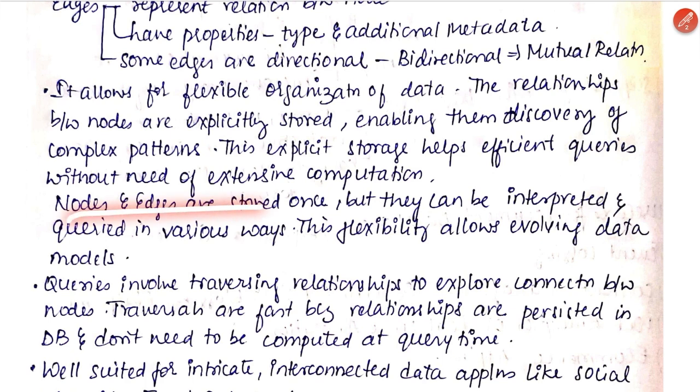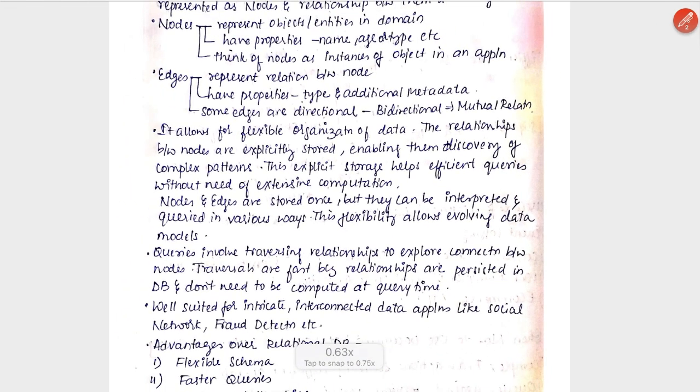Here nodes and edges are stored only once, but they can be interpreted and queried in different formats. This flexibility allows evolving data models, unlike the rigid models present in relational databases.